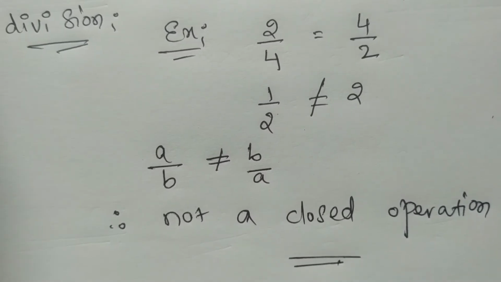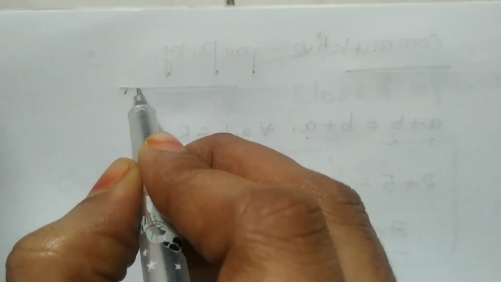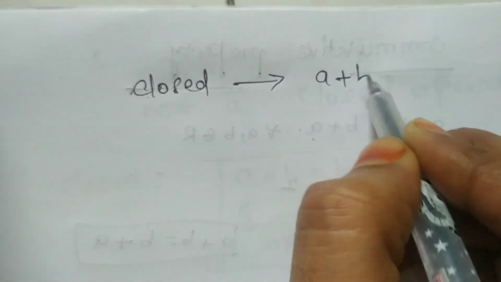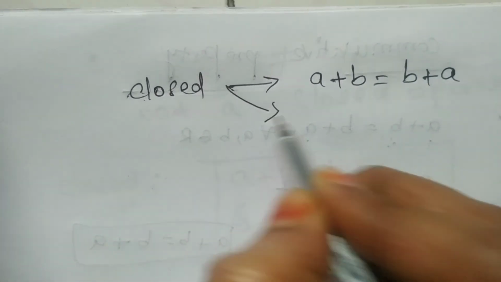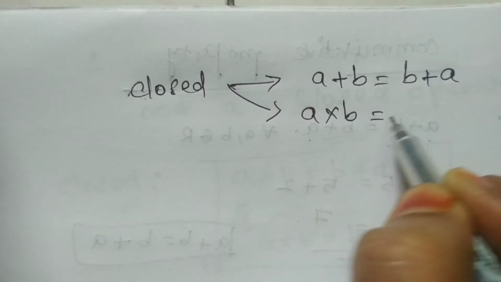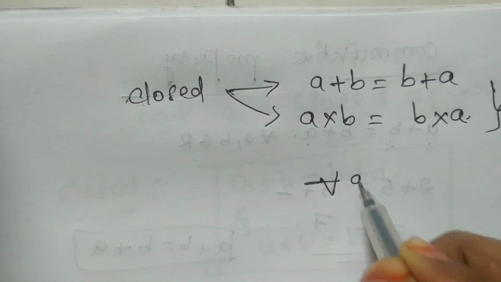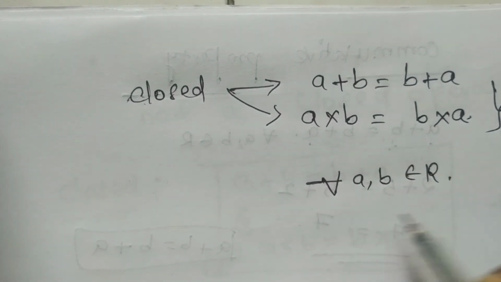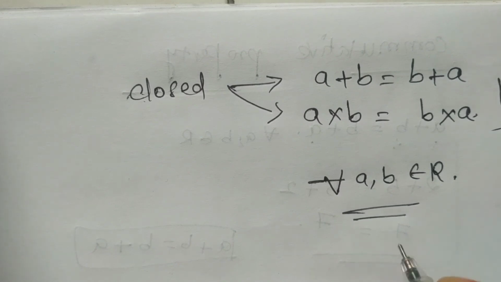So this is the commutative property. Finally we conclude that the commutative property is closed under addition, that is a plus b equals b plus a, and under multiplication, that is a into b equals b into a, for all a, b belongs to R. So this is the commutative property on real numbers.